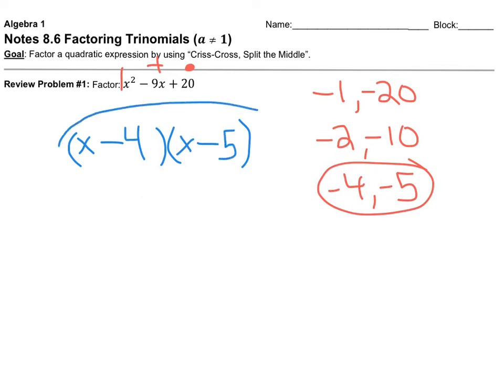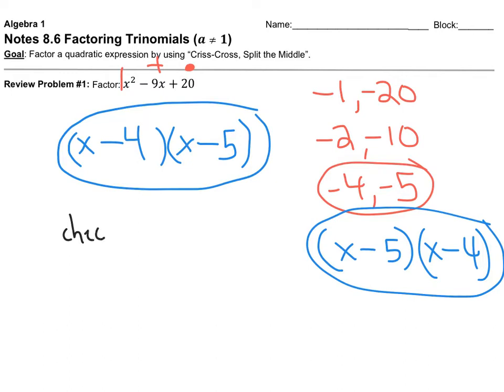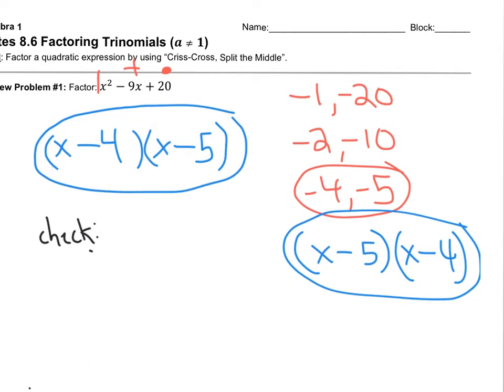That's our answer. You could either write it like that, or you could write it as x minus 5 first and then x minus 4. Both are correct. Now remember, in this class you must check your work. So that is required in all of our algebra and geometry classes. So to check your work, you write the word check, and then you are going to rewrite the factored expression, and multiply it out.